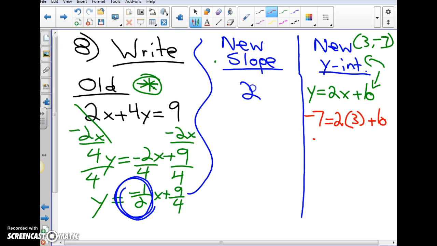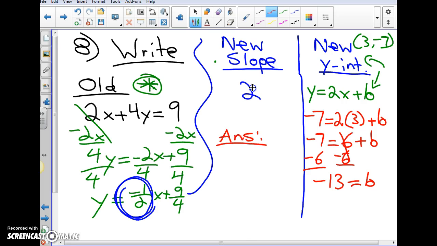Doing some algebra now, negative 7 equals 2 times 3 is 6 plus b. Subtract 6 from both sides. Negative 7 takes 6 more away. I'm at negative 13 for my b. So writing up my final answer needs to be y equal 2x minus 13. And that's my answer.